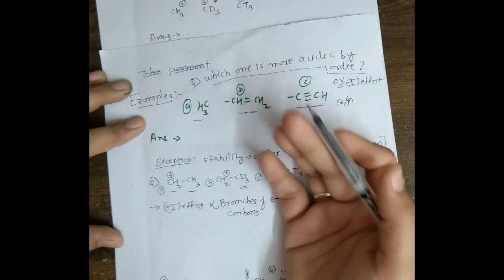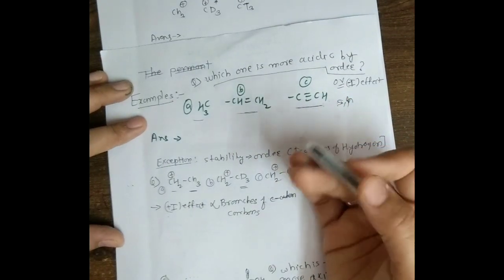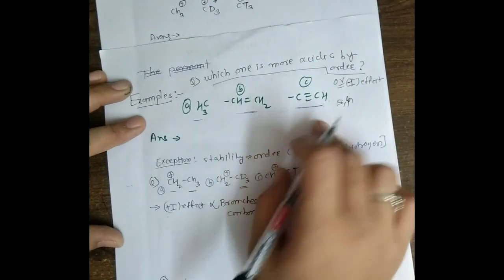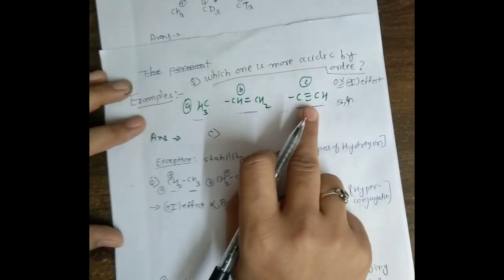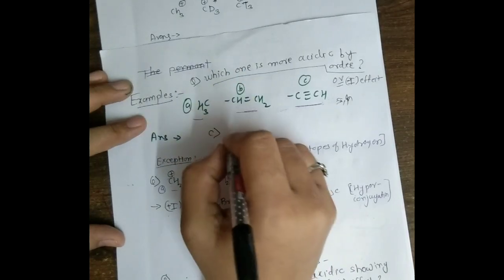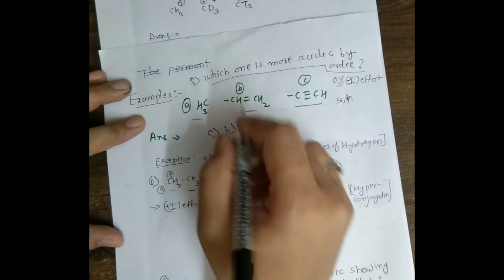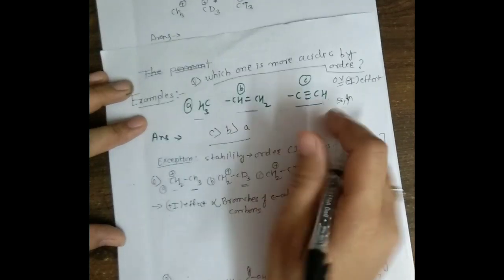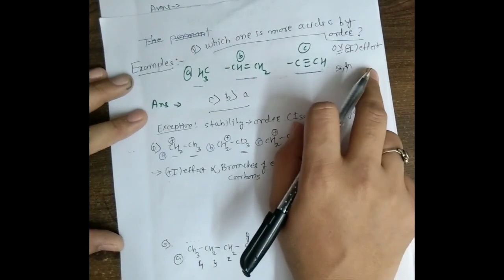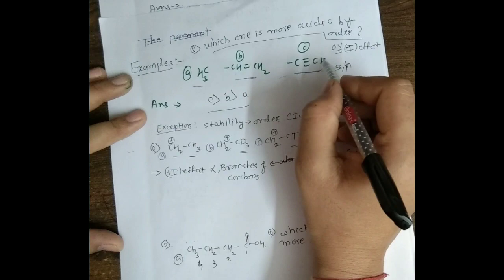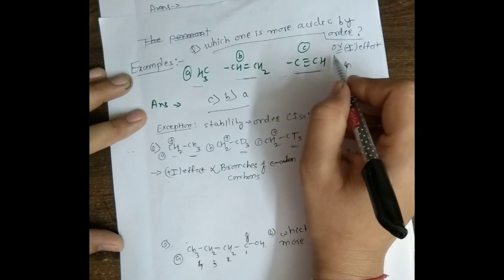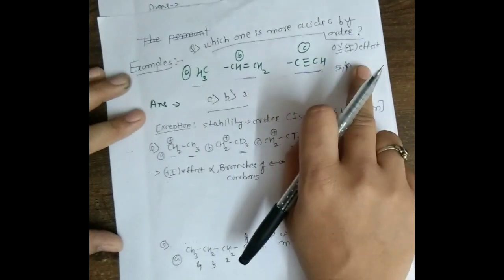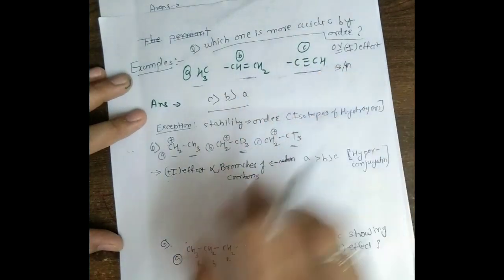So more s character means more acidic, and the acidity is directly proportional to the stability of the anion, so that carbon will be more acidic than this ethyl group than methyl. The order will be CBA, by negative inductive effect. Because this will go first, it will lose its proton faster and stabilize the negative carbon.